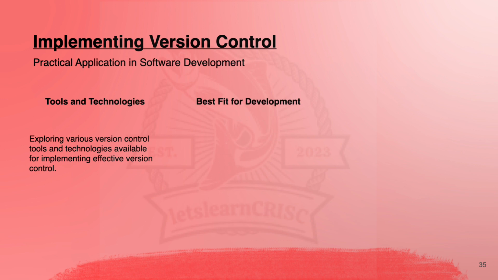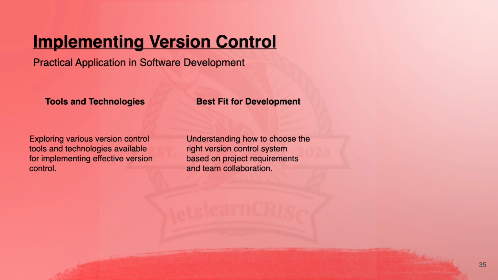Next is the best fit for development. Friends, choosing the right version control system involves understanding the project requirements and team collaboration. The selection is based on factors such as project size, complexity, and the number of collaborators.